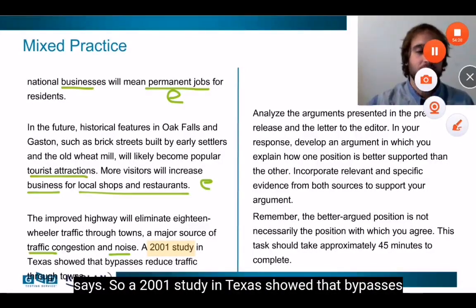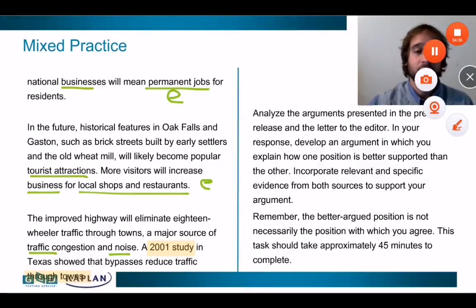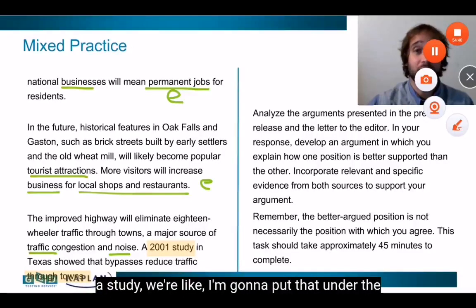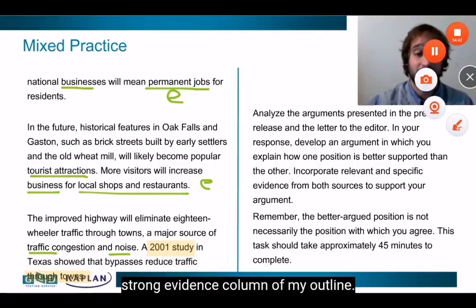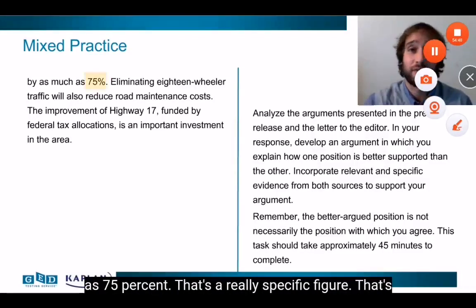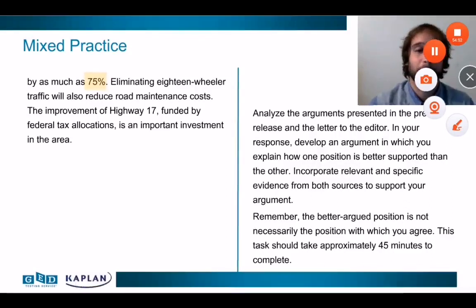So the 2001 study in Texas showed that bypasses reduce traffic through towns. There's a little bit of text down there at the bottom of the slide. That's pretty good support, right? Anytime we have a study, we're like, I'm going to put that under the strong evidence column of my outline. All right, so it would increase traffic in towns by as much as 75%. That's a really specific figure. That's good too. Let's just finish up this paragraph together.